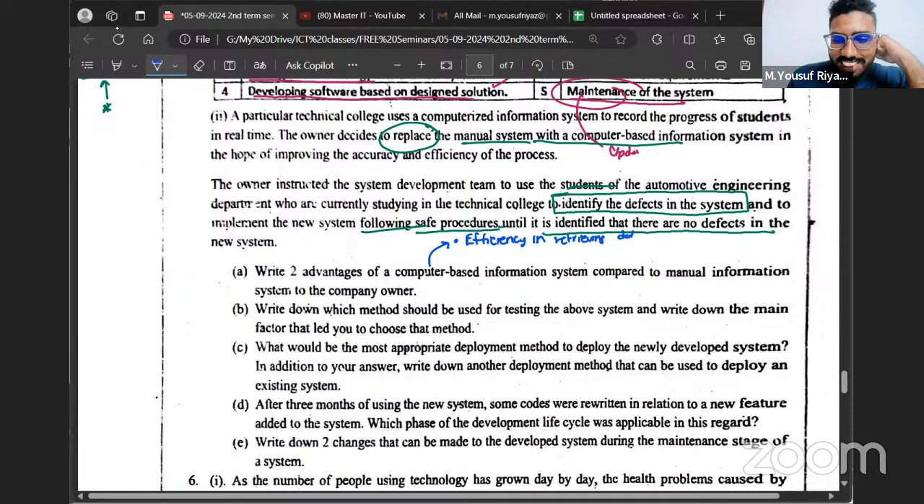Okay, so one thing is efficiency in retrieving data, which means if you're going to find the data from the new system in a computer-based system, you can find the data quickly compared to manual systems. That's one answer. Apart from the efficiency in retrieving data, another advantage you can tell in computer-based systems is you can create reports easily.